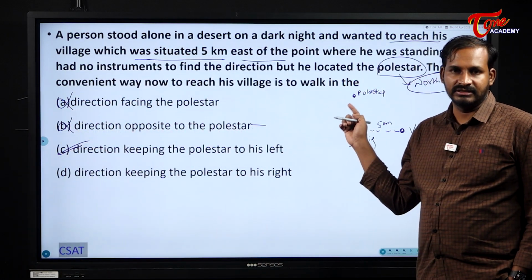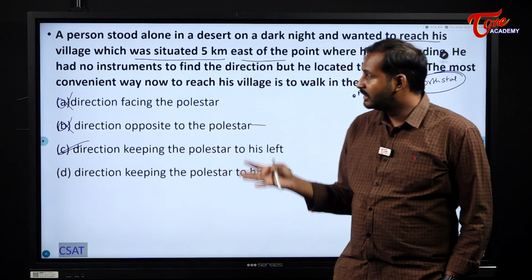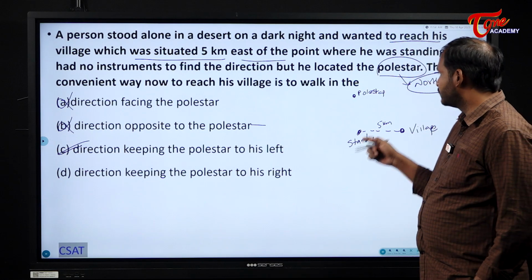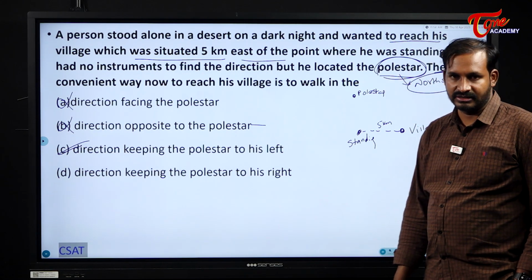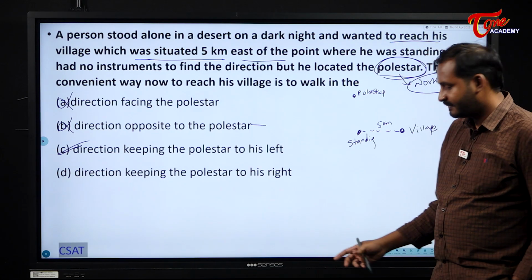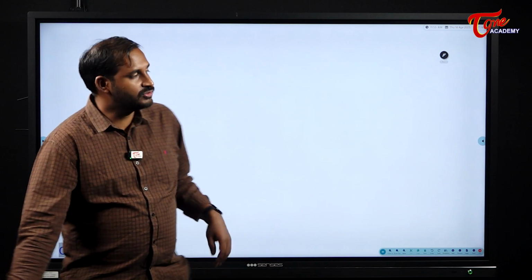See students, between these questions, there are some previous years' questions also. This is one of the previous years' UPSC questions. You should know this one: the pole star will be in the north direction. The pole star is also called the north star. Right, and one more thing which I want to discuss with you people is, usually there will be questions.